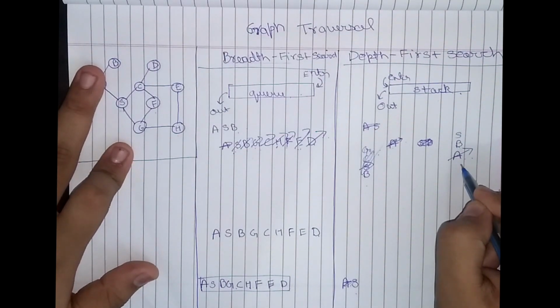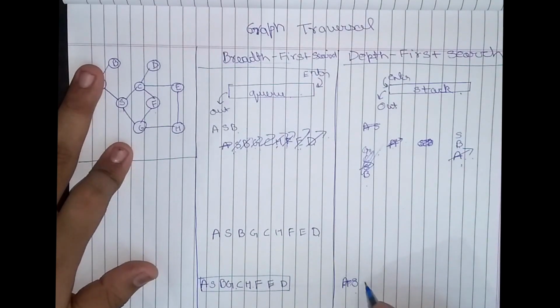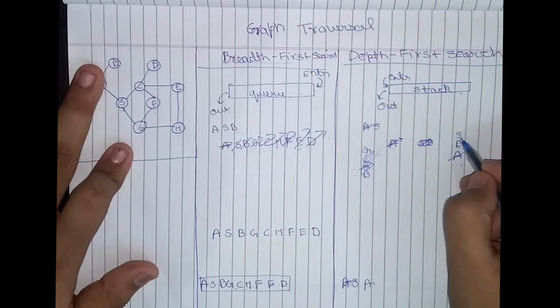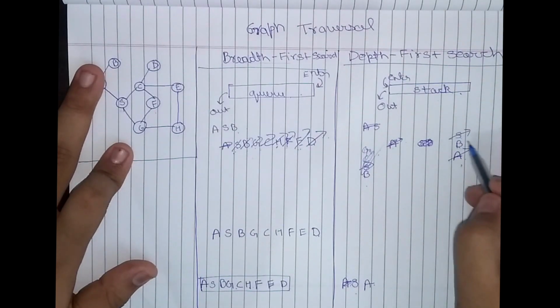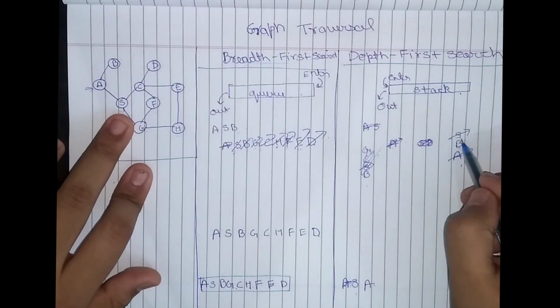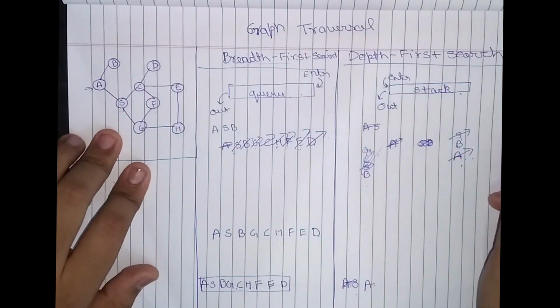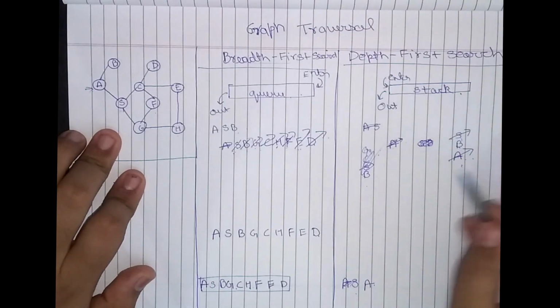When we pop out, it means that we have seen it. So we have seen A now. And then what is at the top? S is at the top, so we'll pop out S. See, when you pop out, then only you can add its children. You will see it clearly in the pseudocode that we are going to discuss later on.